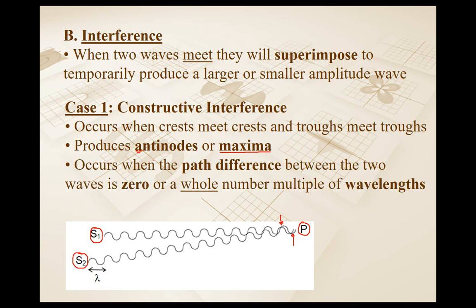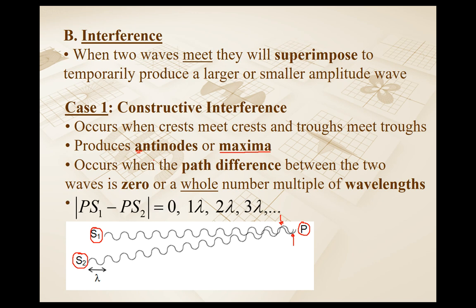Okay, now here's where it gets a little bit tricky. We're going to define a bit more in terms of the condition necessary to get constructive interference. What I've said is constructive interference occurs when the path difference between the two waves is either 0 or a whole number multiple of wavelengths.